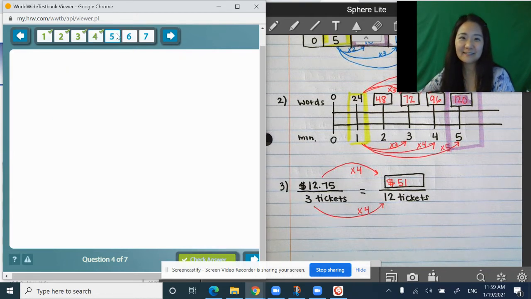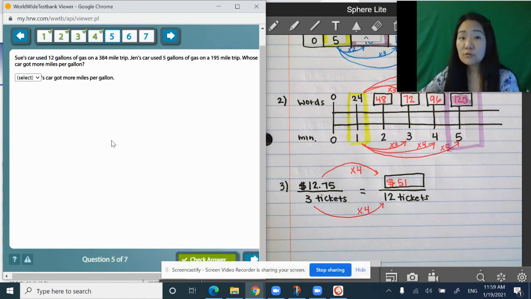Okay, number 5. Sue's car used 12 gallons of gas on a 384-mile trip. Jen's car used 5 gallons of gas on a 195-mile trip. Whose car got more miles per gallon? So what I'm going to do here is this is a comparison. And remember, we use unit rate to compare rates. Now, I have gallons and miles.